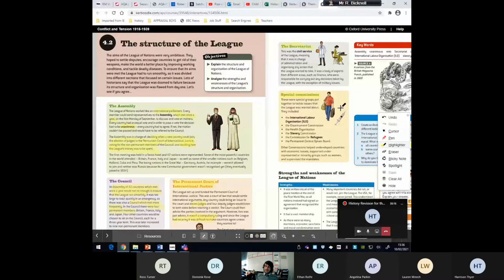So, there's some argument there that the way that the League was set up impacted its ability to do its job in the future. I'd be revising this. Let's continue.